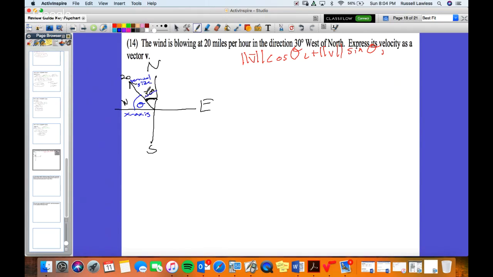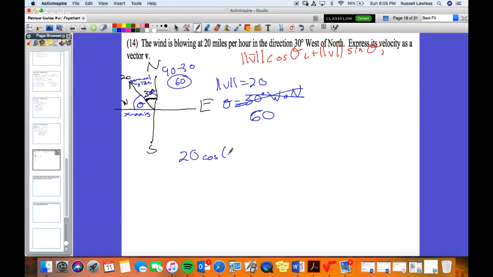So we won't use 30. We have our magnitude, which is 20. We thought our angle would be 30 degrees, but it's actually not going to be 30. It's going to be 90 minus 30, which in this case is 60. And so we're going to use 60 degrees. So that means we'll do 20 times the cosine of 60 i plus 20 times the sine of 60 j.